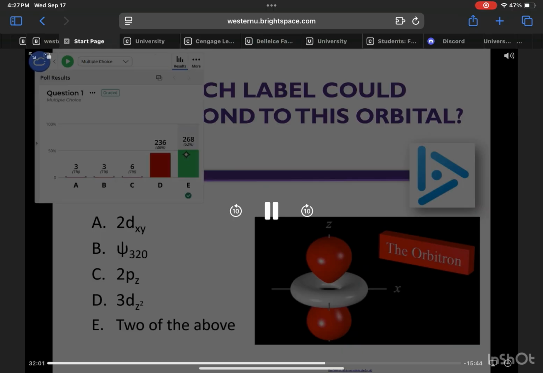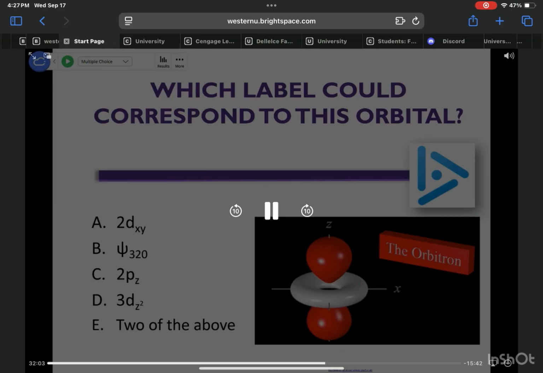Okay, most people went for E, followed up very closely by D, because D and B are correct.